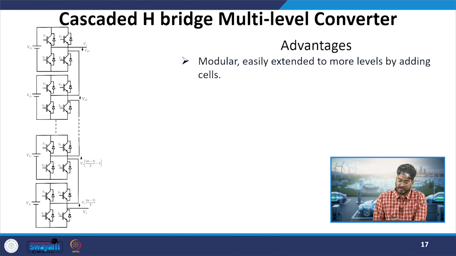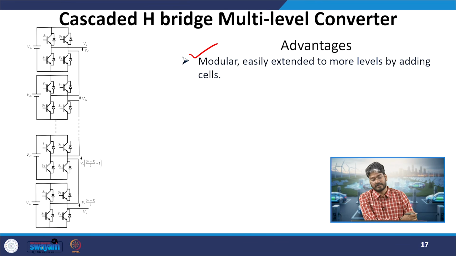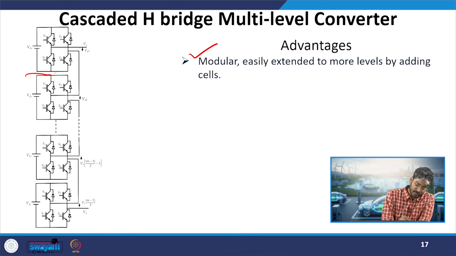Now what are the merits and demerits of this circuit? So it is perfectly modular compared to the previous cases. There we do not have this modular flexibility. So what is this modular flexibility? If you see, we have one small subset or a building block of the circuit.